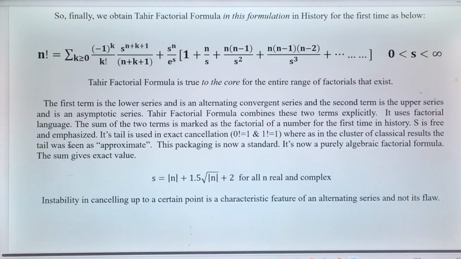S is free to choose and emphasize, and does not give any approximate things. Its tail is used in exact cancellation, 0 factorial. If you calculate 0 factorial or 1 factorial with my formulation, you will see that this tail exactly cancels this. In the classical literature, this term has been said to be approximate, but it's not approximate. It exactly cancels this term to produce the value of 1 for both 0 factorial and 1 factorial. Whereas in the classical results, the tail was seen as approximate.